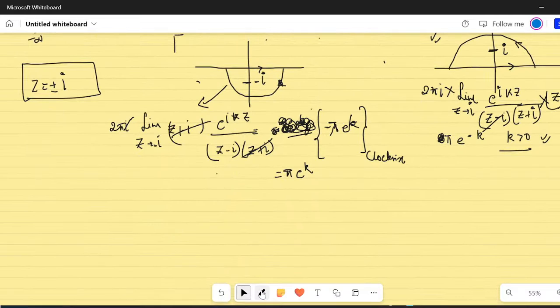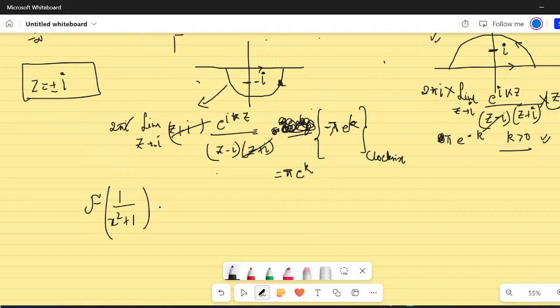now what I want to convey is that the Fourier transform of 1 upon x square plus 1 is equal to what? It is equal to pi e to the power k if k is negative, and it is equal to pi e to the power minus k if k is positive. What does it imply? It implies this is equal to pi e to the power of minus of modulus of k. This is pi e to the power minus of modulus of k.